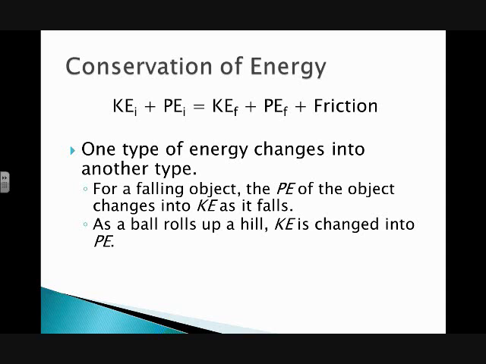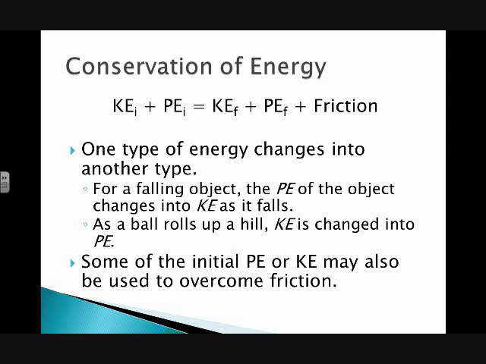If we're talking about a ball that's rolling up a hill where we have initial kinetic energy, as it goes up the hill, the kinetic energy decreases, potential energy increases. It's really just kind of that simple. And again, some of the initial potential or kinetic energy may also be used to overcome friction.